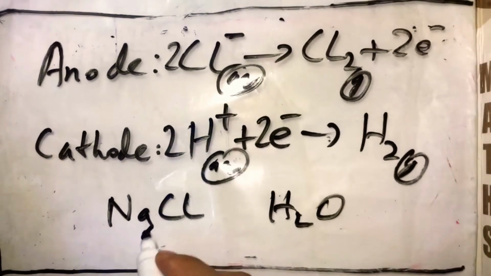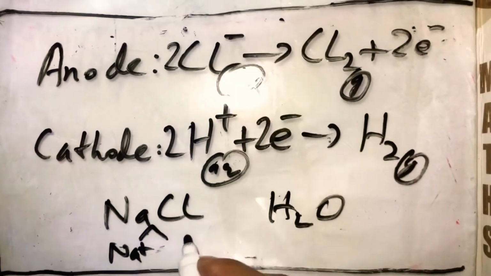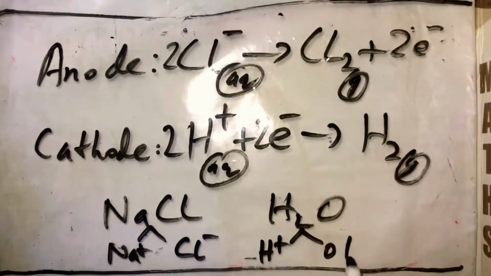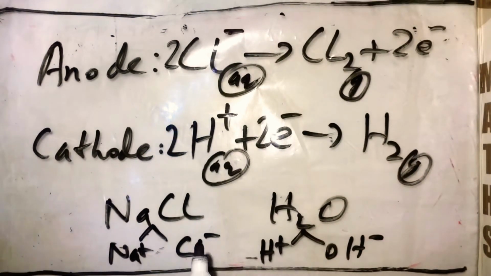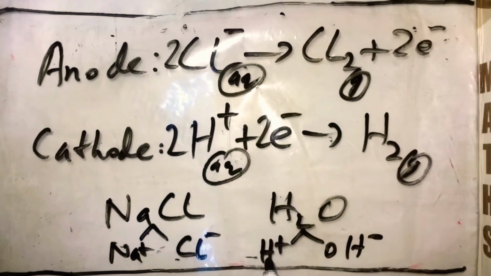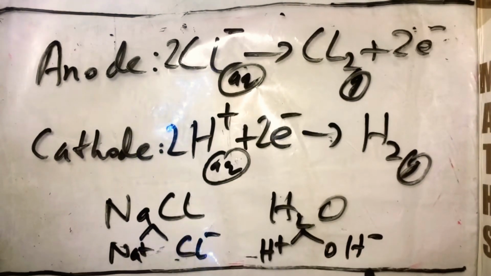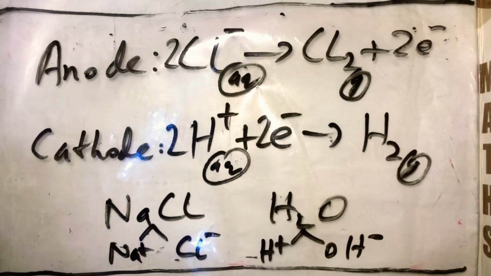The solution contained NaCl and H2O. Now there was sodium ion, chloride ion, hydrogen ion and hydroxide ion. Now since the concentration of chloride ion and hydrogen ion decreases, the concentration of sodium ion and hydroxide ion increases. Therefore sodium hydroxide is produced and the pH of the solution increases.